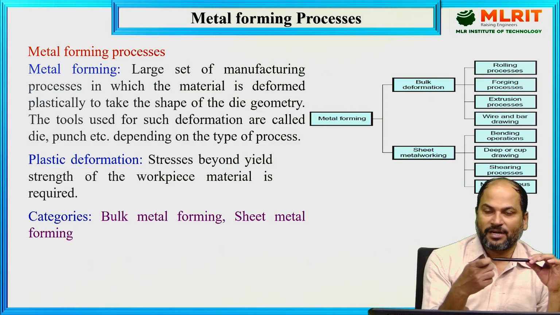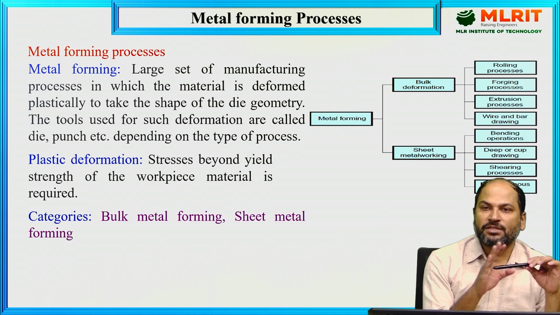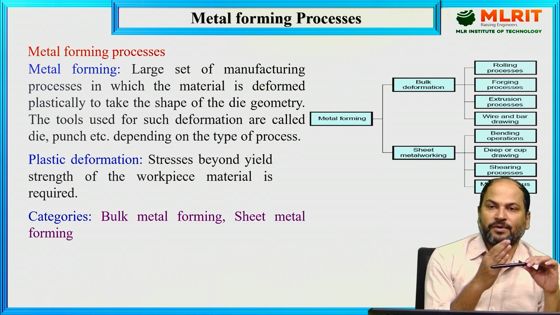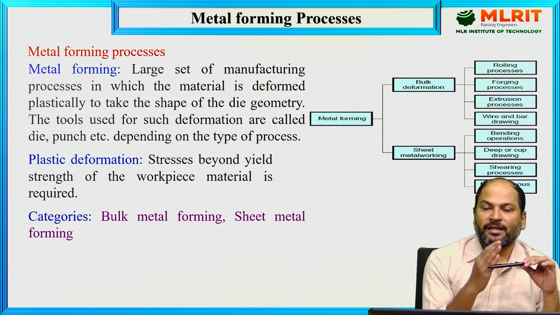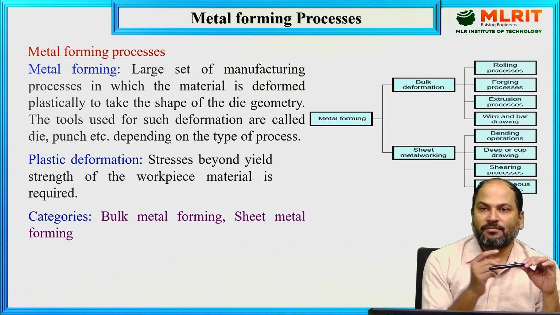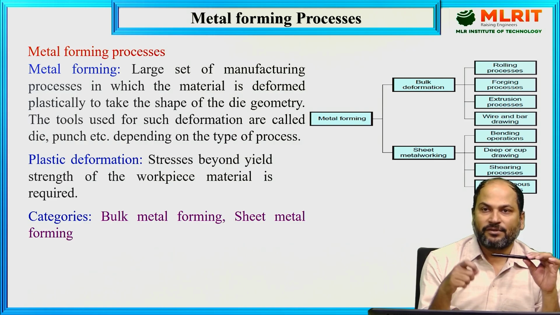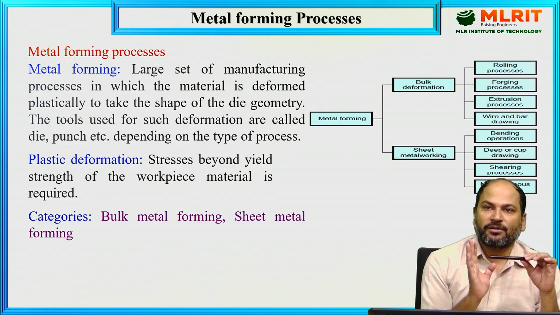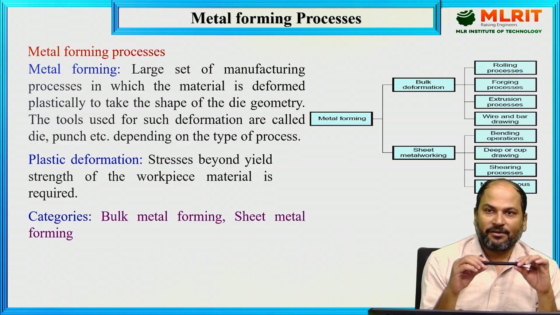But in the combined effect, we will see there will be no change in the volume, because whatever the decrement in the cross-sectional area will be compensated by the increase in the length. So finally, we'll see the volume will remain constant. So what happened here? We are not melting the material to change the shape and size.